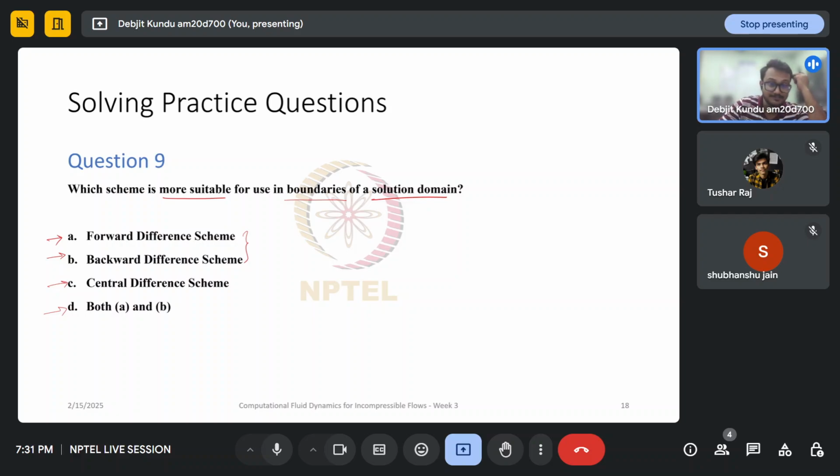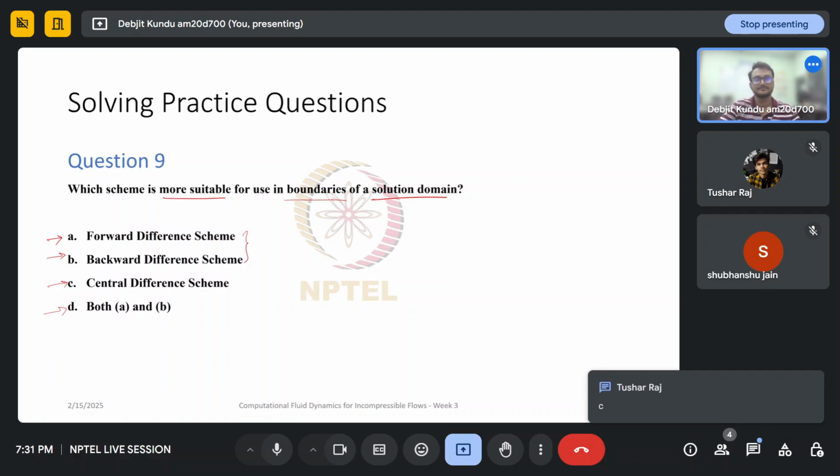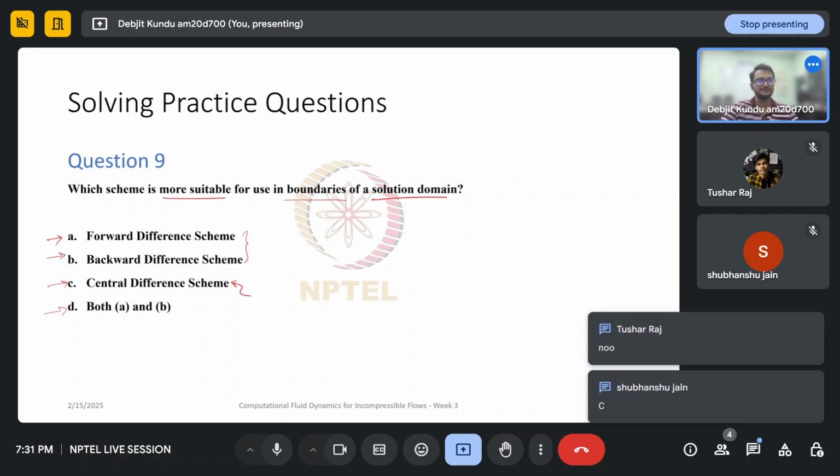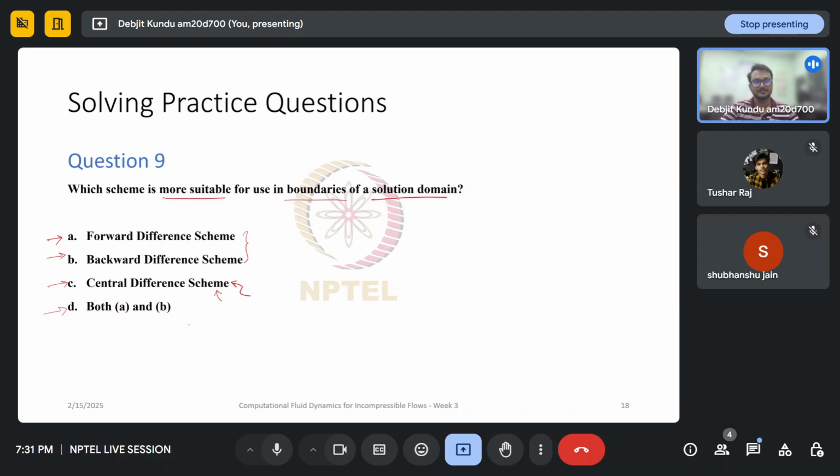I misunderstood your question. I thought this is what you are talking about. C, central difference scheme. Okay. So the question is, which scheme is more suitable for use in boundaries of a solution domain? C again. Okay. Tushar is screaming no in the chat box. So what do you think? Not C? A? Are you sure?